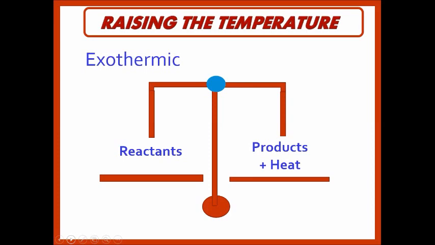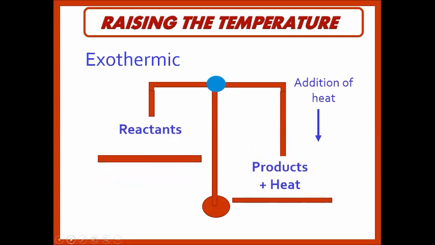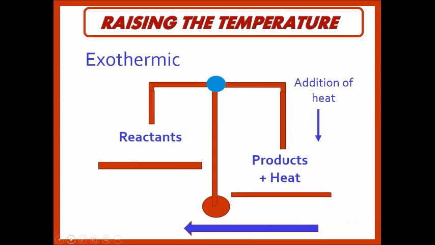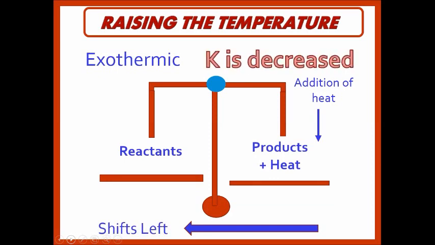For example, note the exothermic reaction where heat acts as a product in the chemical reaction. If the temperature is increased, heat is added to the system, causing an increase in the amount of product that is in the system. Now, to regain equilibrium, the system will shift to the left in order to decrease the amount of product present, subsequently increasing the amount of reactant. Therefore, the equilibrium constant is decreased.